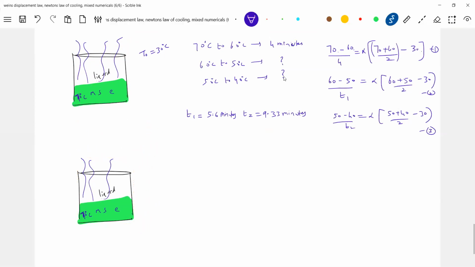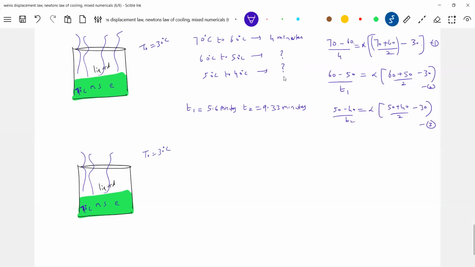Okay, surrounding temperature, let it be 30 degrees Celsius. So similarly, we'll analyze with respect to time. 70 degrees Celsius to 60 degrees Celsius will take 4 minutes. In the next 4 minutes, what will be the temperature? And again, the next 4 minutes, what will be the temperature? The same body, the same condition.